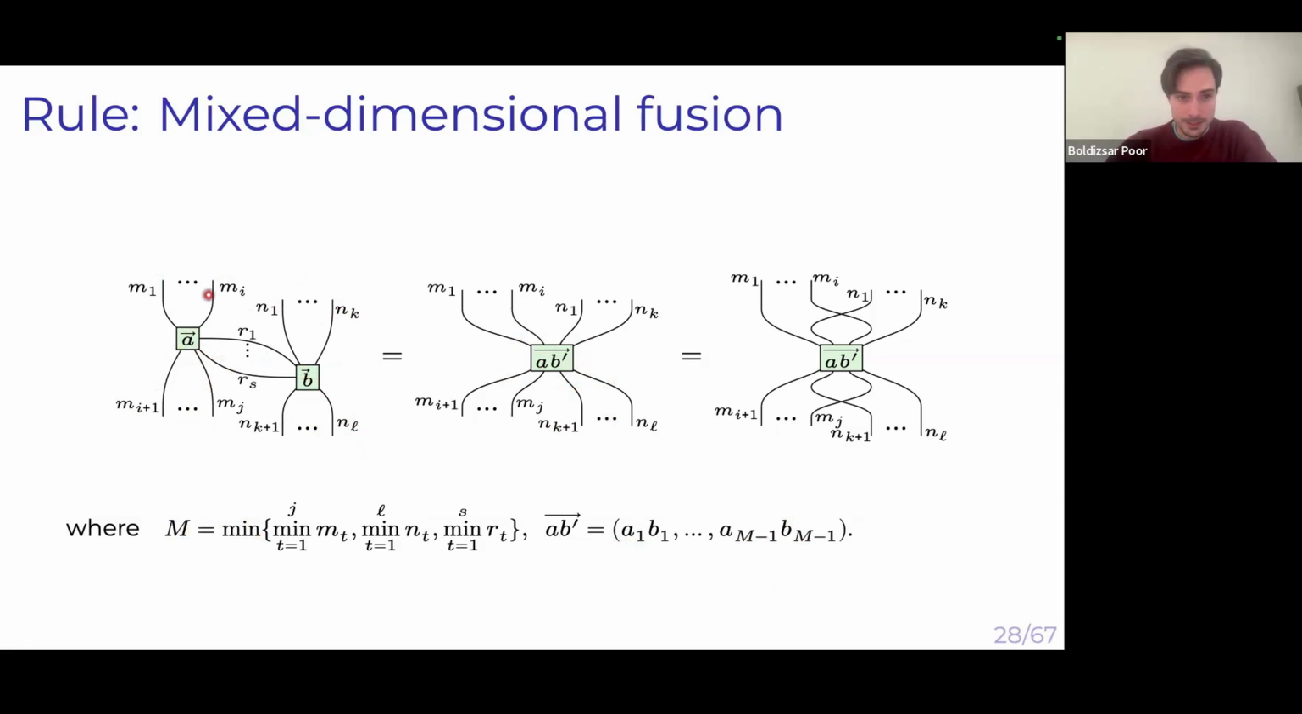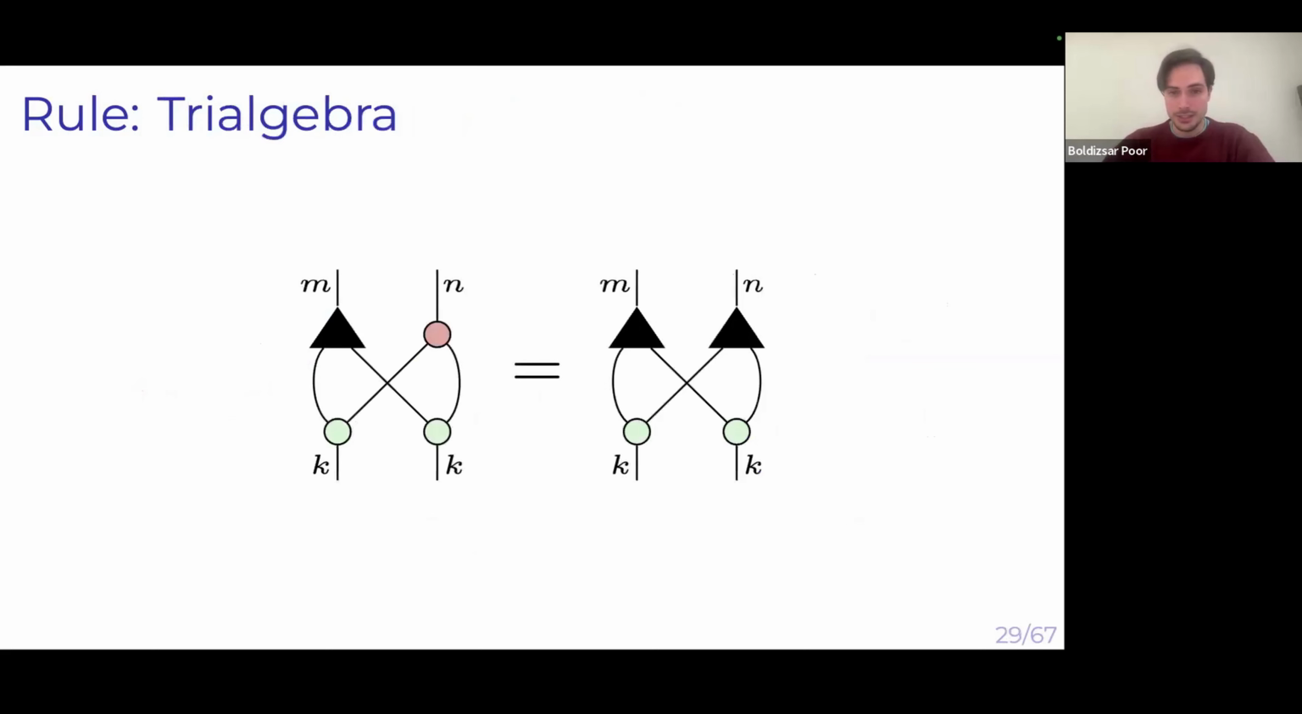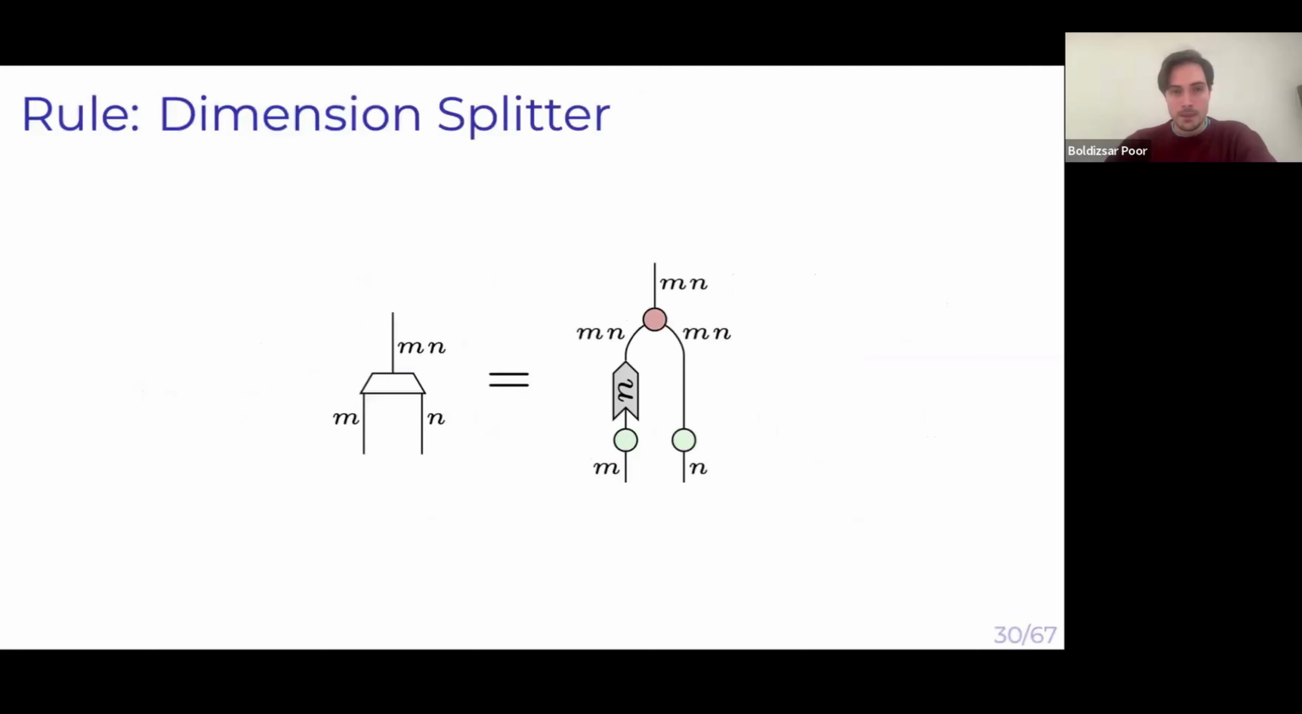And if you are limited to the qudit case, so all the dimensions are the same, then this is the very same thing as the qudit Z fusion. Another interesting thing is that the trialgebra works even for the mixed dimensional case. So if you have the usual trialgebra pattern, a W and X, and then two Zs, but the Zs have different dimensions on the outputs and inputs, then you can change X to a W.